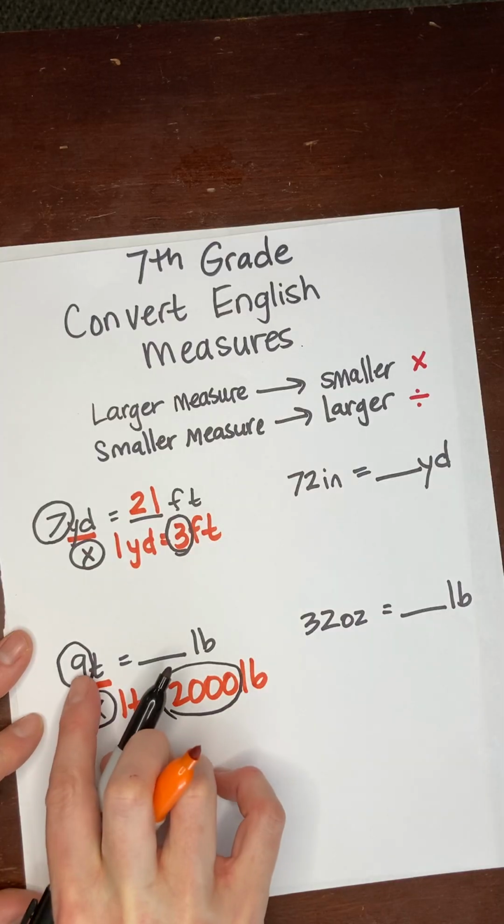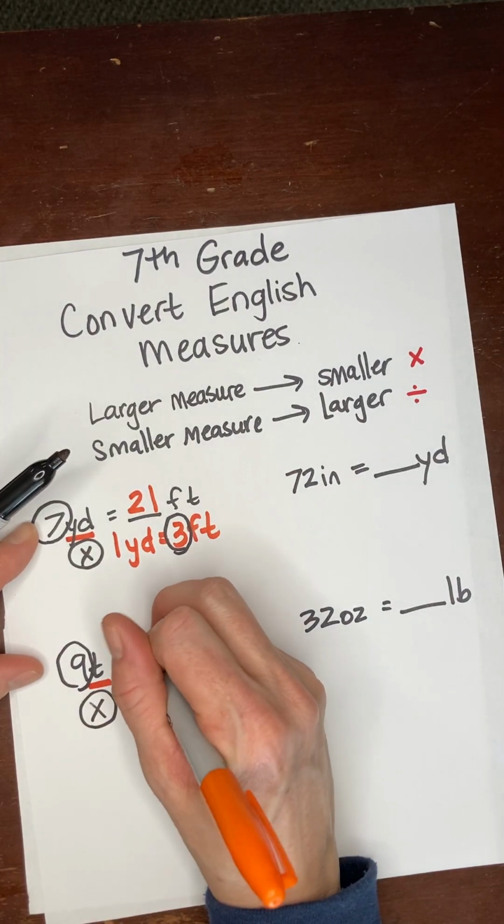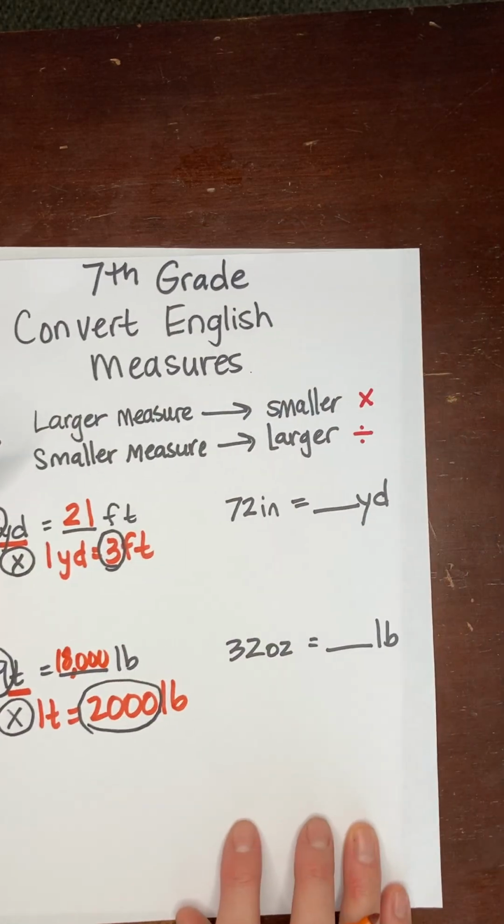So to get my answer, I do 9 times 2,000. Well, 9 times 2 is 18, right? And I have 3 zeros. So my answer is 18,000.